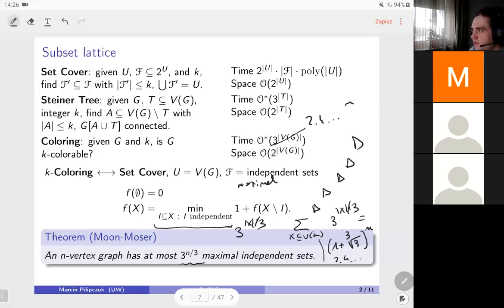I don't know by heart the cube root of 3. What's the decimal expansion of this one? Okay, that was quite quick. Maybe Wojtek will be doing some discussion of this maximal independent set in the tutorial.